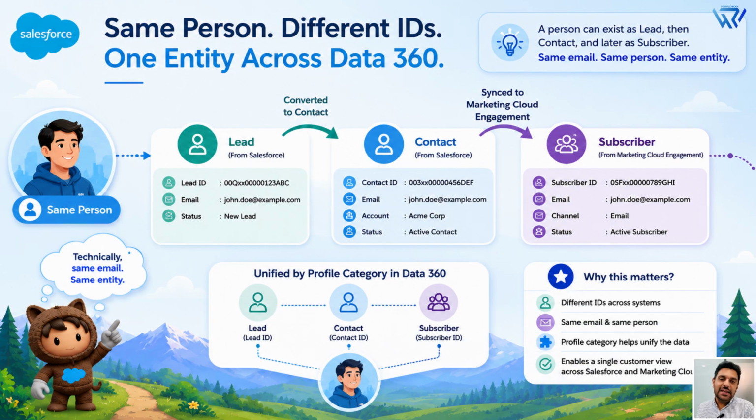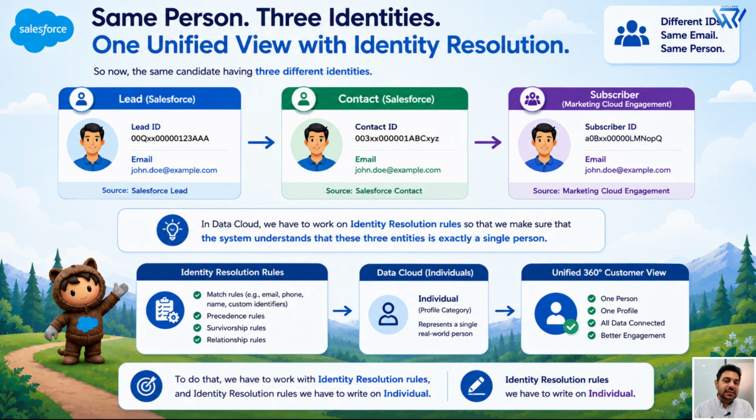Suppose I came in as a lead, and further I got converted to a contact. My lead ID is different, my contact ID is different, but technically I have the same email address and I am the same entity. For marketing purposes, I got synced to Salesforce Marketing Cloud Engagement. I became a subscriber. So now the same candidate has three different identities.